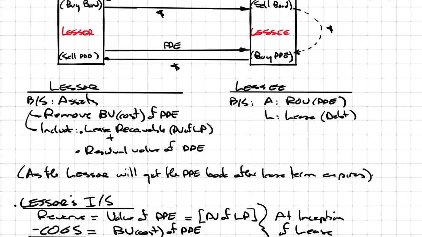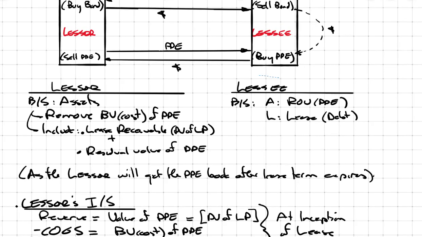Now, from the lessee's point of view, again, the impact on the balance sheet will be an exact reflection of what we see in the diagram above it. On the asset section, you could see that the lessee has bought the asset, which is referred to as right of use, and they sold the bond right there, and therefore on the liability section, they would include the value of that debt.